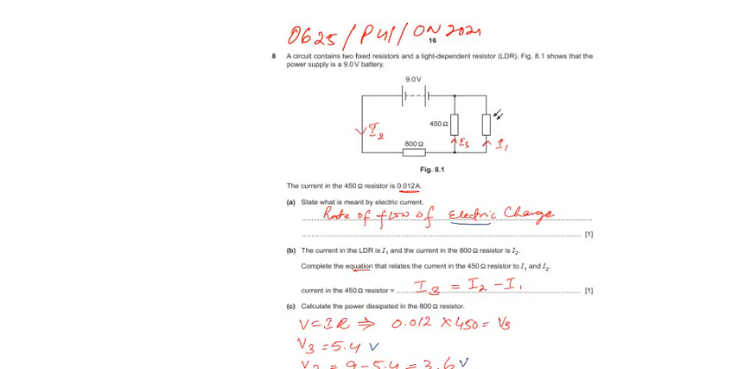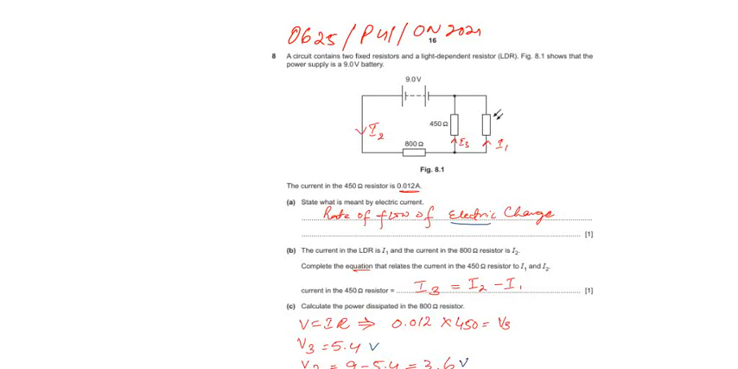Figure shows that the power supply is a 9-volt battery. So here we could see the power supply is a 9-volt battery and the current will first pass through the 800 ohm resistor, then it is distributing to the 450 ohm resistor and the LDR, right? So that means the current which is passing through the 800 ohm resistor is distributing to the I3 and I1 that I named, and the main current is I2, so I2 is distributing to I3 and I1.